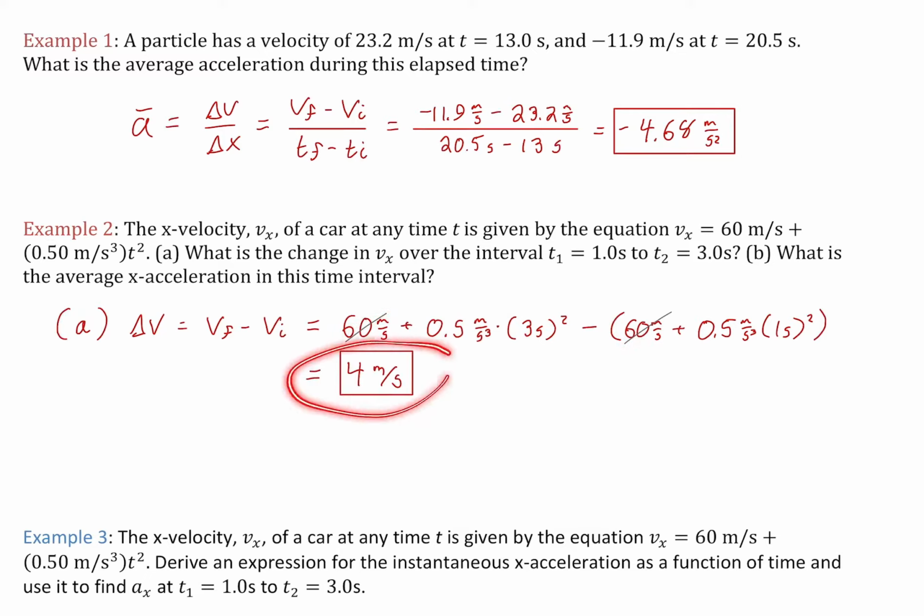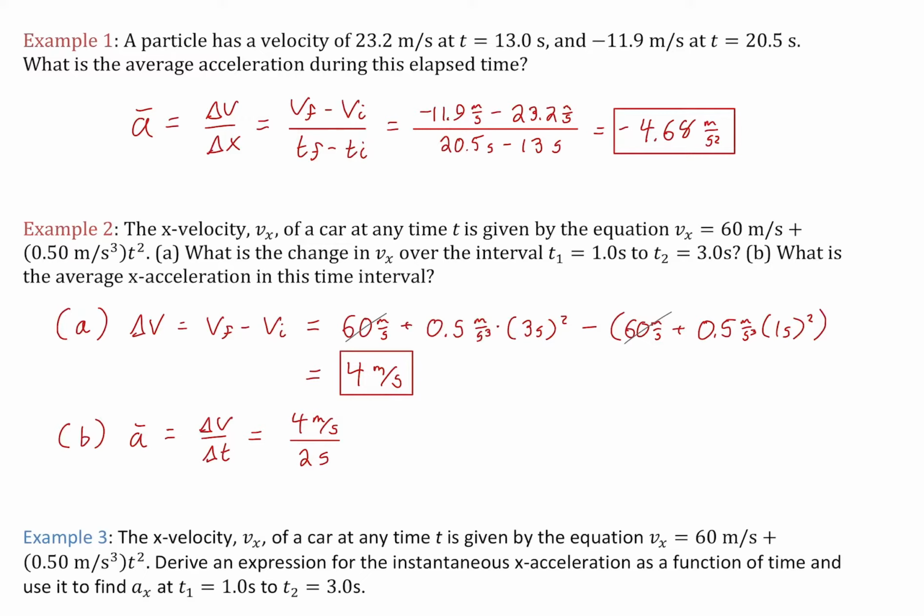So then we're just left with 4 meters per second, because we just have 0.5 times 3 squared, which is 4.5, and then we're subtracting 0.5 times 1 squared, which is just 0.5, so 4.5 minus 0.5 is 4. All right, so that's the change in velocity given that function over the specified time interval.